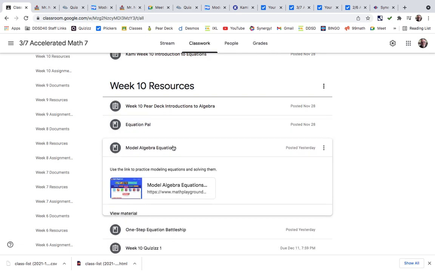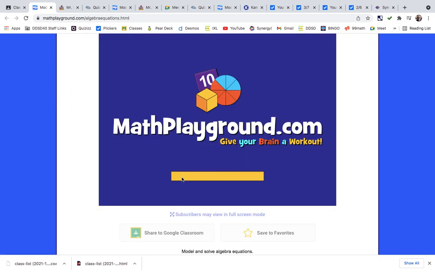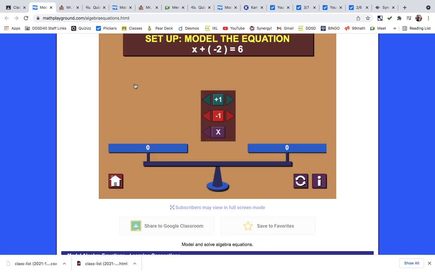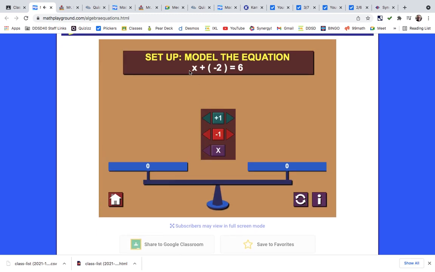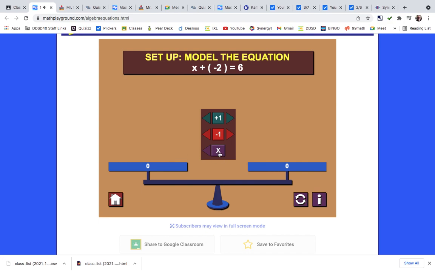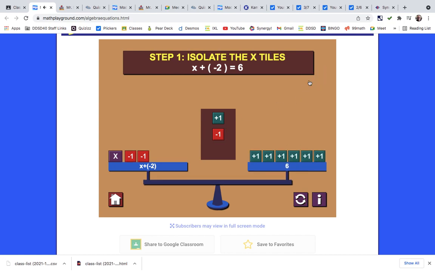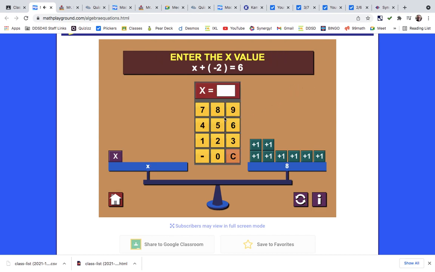And then we did something called model algebra equations. Just did one-step equations. And so this is x plus negative 2 equals 6. So I'm going to put x over here. So that's that x, and then 2 negatives. On this side, I'm going to put 6 positives, and it's going to balance. And then I'm going to hit plus 1, and it's going to put a plus 1 on both sides, so it's balanced. And that plus 1 minus 1 cancels out. So this is going to zero out that one. And so x is equal to 8.